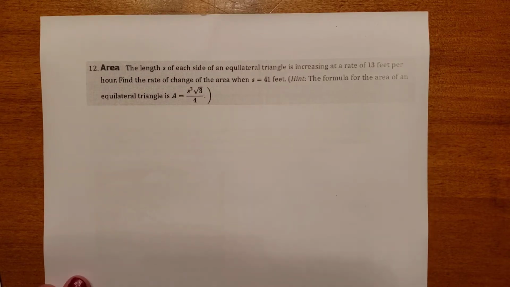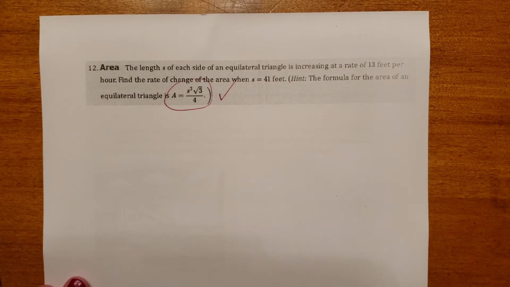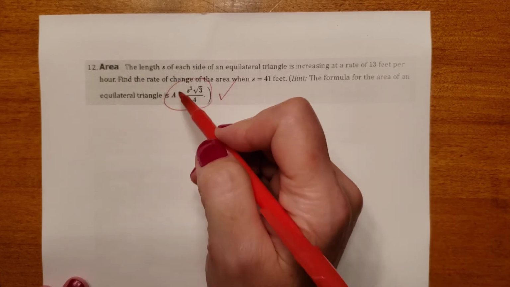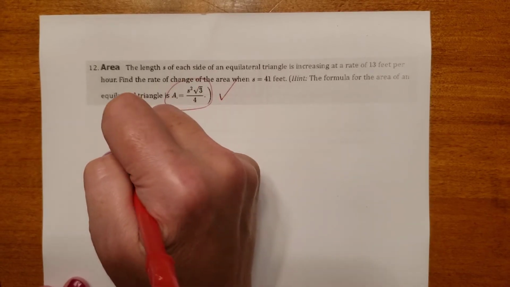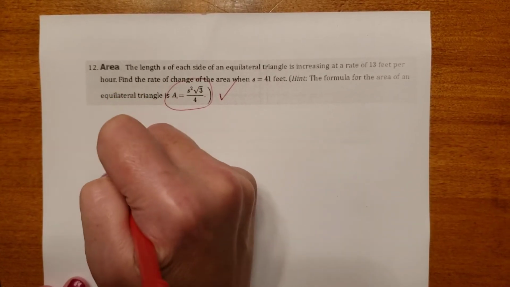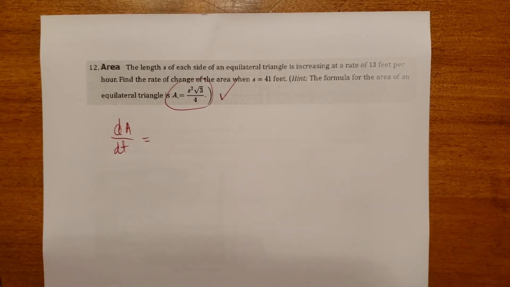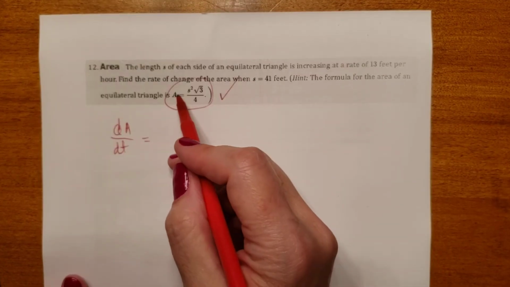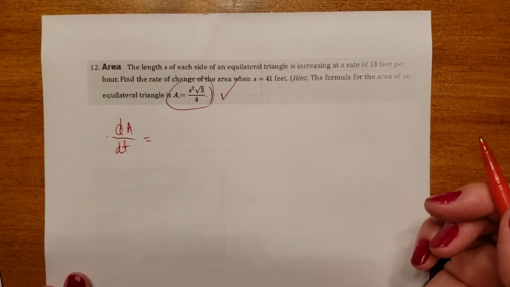All right, so they gave us the formula. That's the big one. You've got to come up with a formula. After you come up with a formula, then you're going to implicitly differentiate it. So with respect to time. So the derivative of A with respect to time. Again, the A is gone. Just like the derivative of x is just 1. The derivative of A is 1. So it's 1 times that, or just the derivative of A with respect to time.